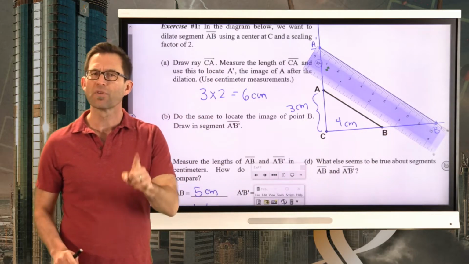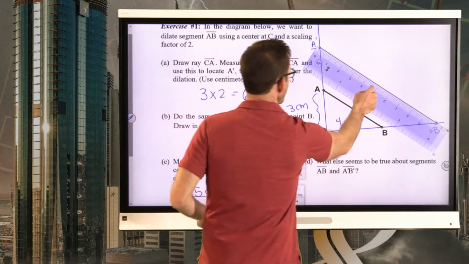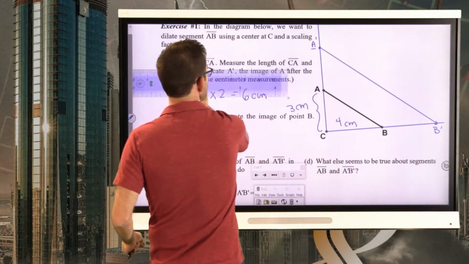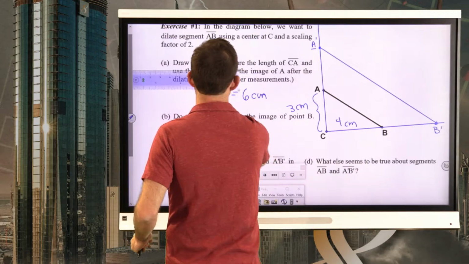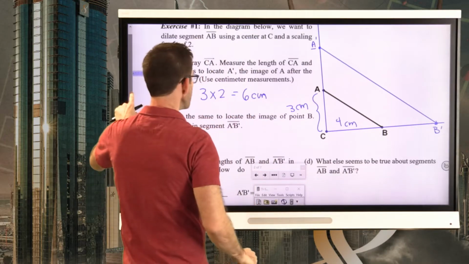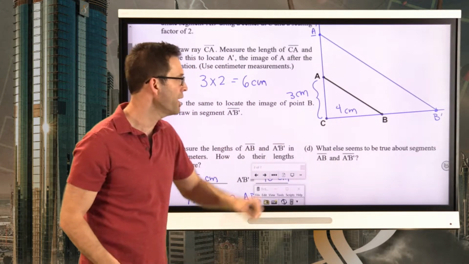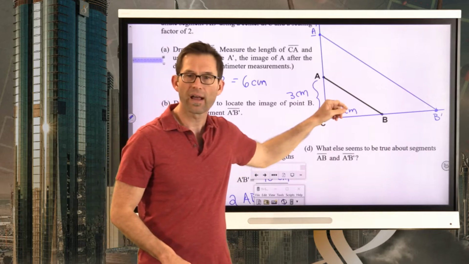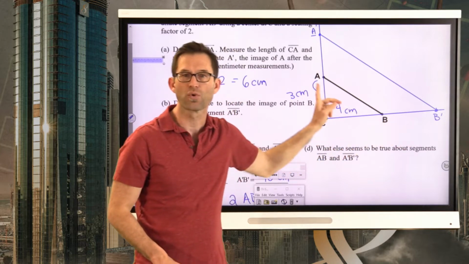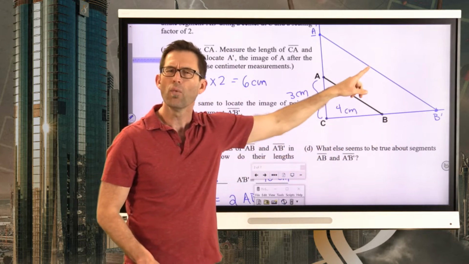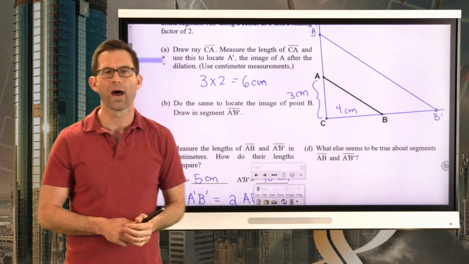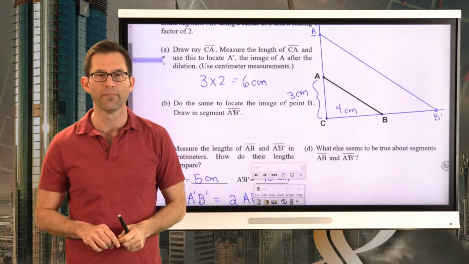But there's also another important thing about these two line segments that we wouldn't have seen in the last lesson, right? So what is it? In letter D, it says, what else seems to be true about segments AB and A prime B prime? Besides the fact that A prime B prime is twice as long as AB, what also seems to be true about those two segments? Pause the video now and write down what you think is true about them.